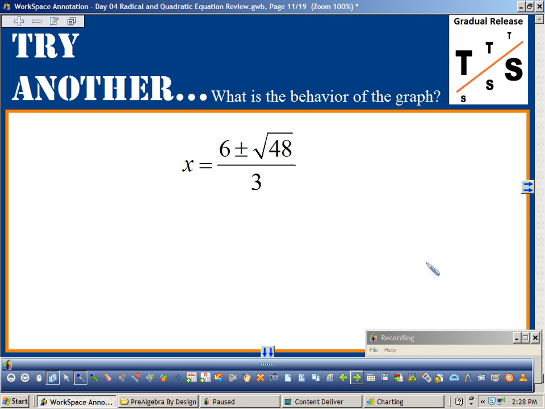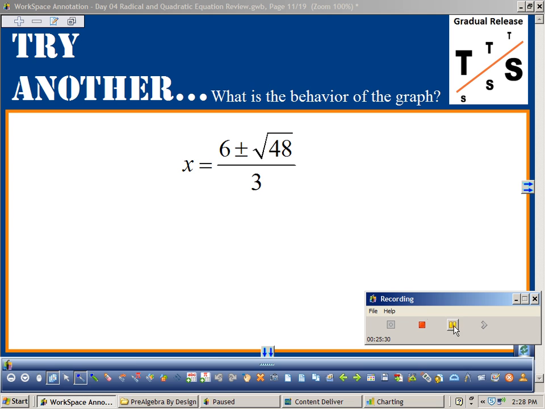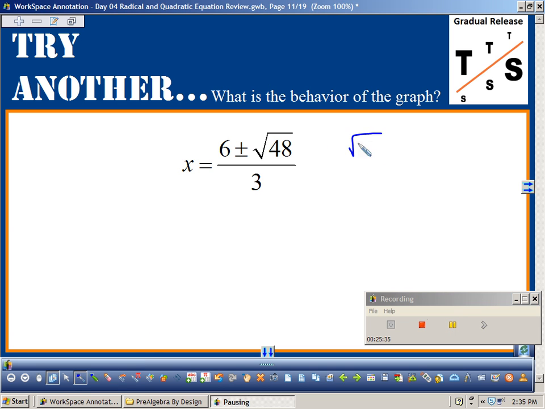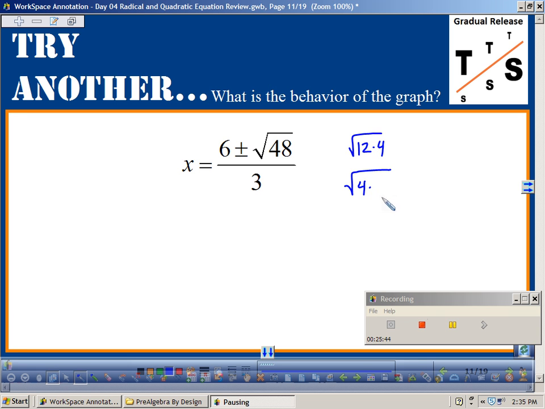All right. Here's another one. Try this one. All right, so let me show you how I did this one. 48 is 6 times 8 or 12 times 4, which would be 4 and 4 squared, good, times 3, which is 4 root 3. So 6 plus or minus 4 root 3 over 3.